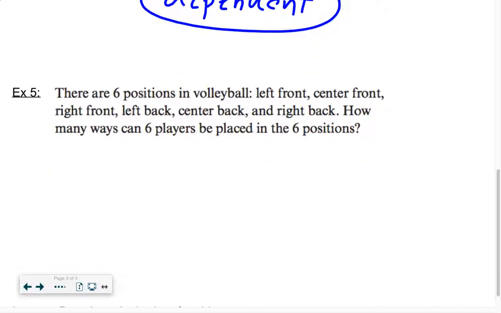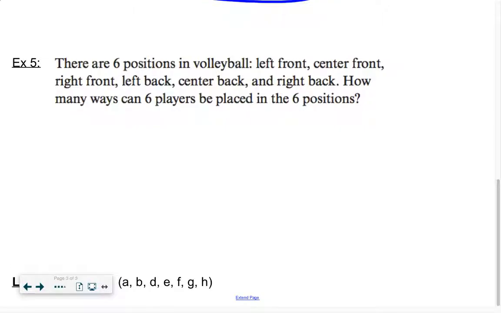Last one, example number 5. There are 6 positions on the volleyball court. We have the front left, the center front, the right front, the left back, the center back, and the right back. So think of it this way. It's going to be very much like the passwords problem. We have our 6 different positions on the court, and they're asking us how many ways these 6 players can be placed on the court.